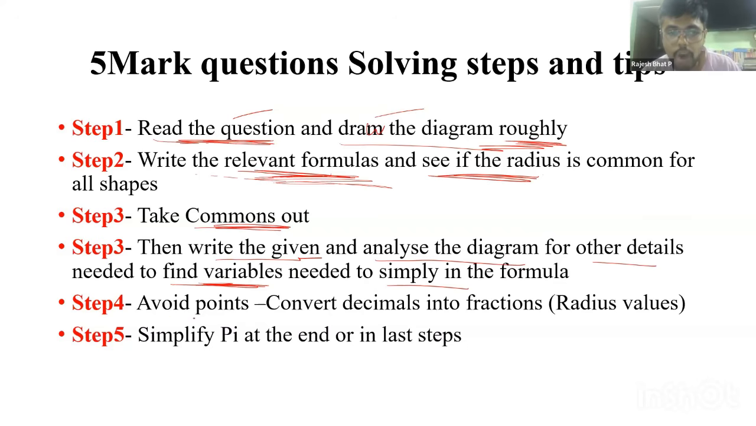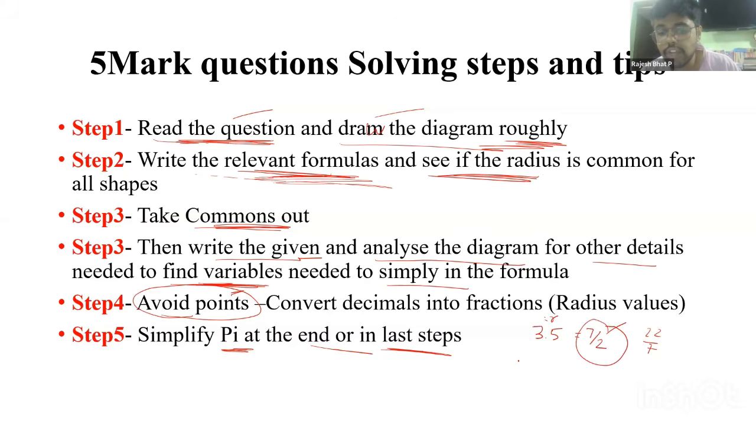Then avoid decimal points. This is very important. What do you mean by avoid decimal points? I'll come to this. And the last point is simplify pi at the last step. What is this avoid decimal points? Sometimes you'll get radius as 3.5. What do you take? Do not take 3.5. Take it as 7/2. Why? Because when you have 22/7 with you always, the 7 will get cancelled. So remember, when radius is given as 3.5, when you're simplifying, use 7/2.